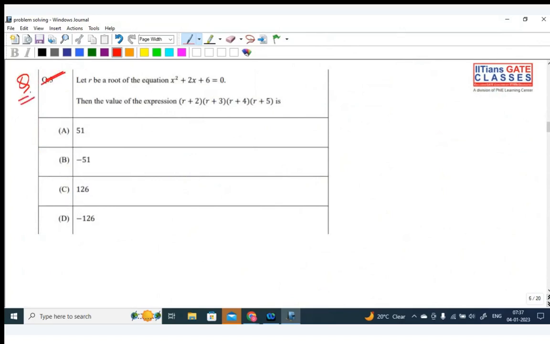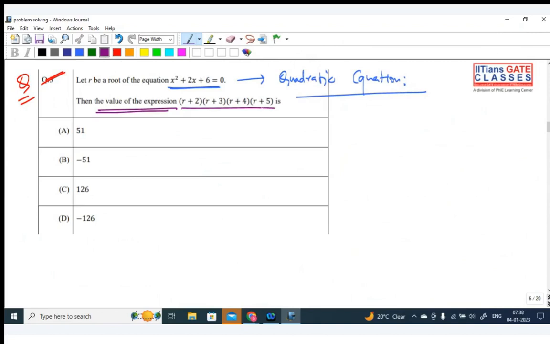This question is a very good question. Please try this question, guys. Let r be a root of the equation. This is basically a quadratic equation given, and you have to find the value of this expression. I think this is a very simple question. Yes, please solve this.